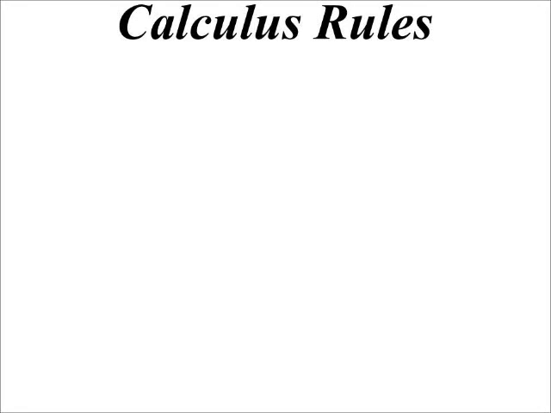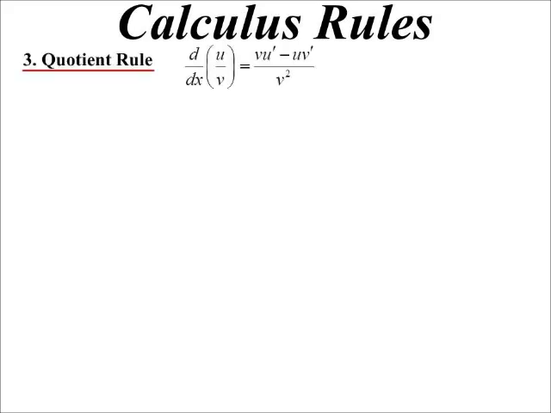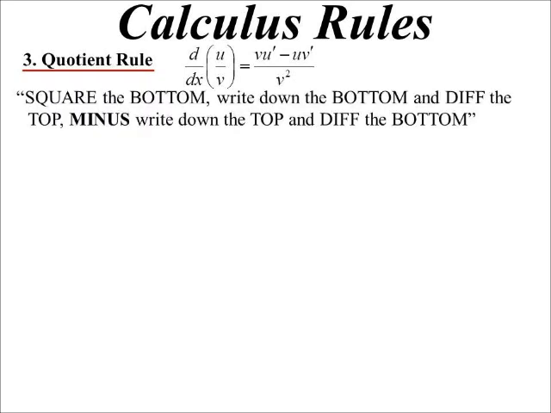So the product rule helps us when we've got functions multiplied by each other. The quotient rule is when we have functions divided by each other. And so you get this wonderful expression here. You can see vu dash minus uv dash over v squared. Square the bottom, write down the bottom, diff the top, minus write down the top, and diff the bottom.